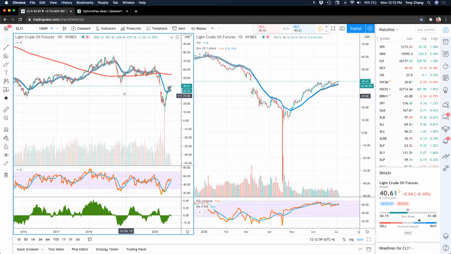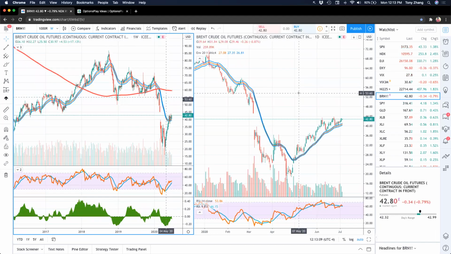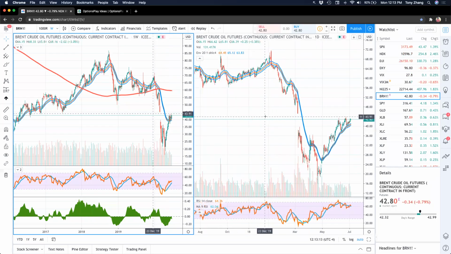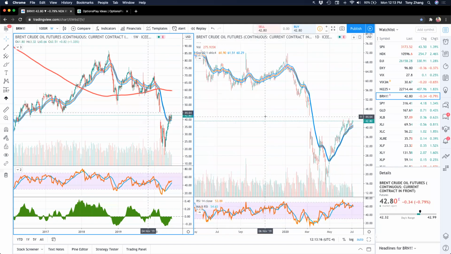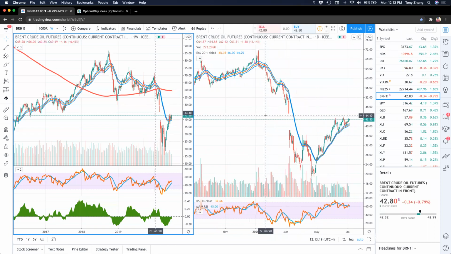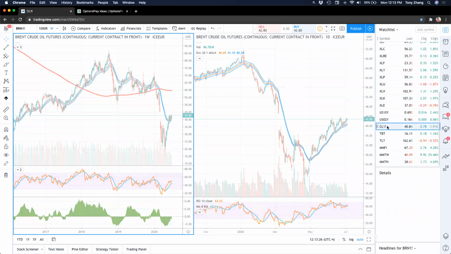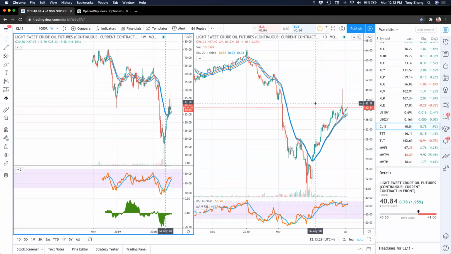So keep an eye out here for oil. This is the West Texas Intermediate contract. You can look at other contracts as well. You can look at Brent, you can look at some of the other names, but you have similar levels here in Brent as well. Brent is around 43 or so, as opposed to 41 for crude. You can also look at some of the Canadian ones as well, but I use light crude, which is the West Texas Intermediate crude, for my analysis. So you can take a look at that.